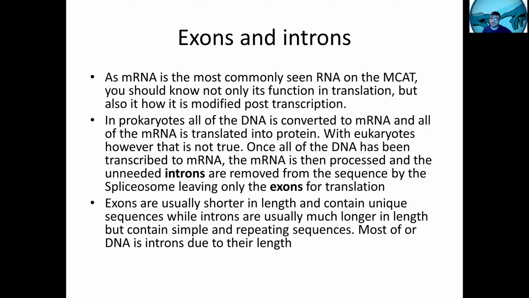As mRNA is the most commonly seen RNA on the MCAT, you should know not only its function in translation, but also how it's modified post-transcription. In prokaryotes, all of the DNA is converted to mRNA, and all of the mRNA is translated into protein. Very simple. Eukaryotes, it's not true, it's a little more complicated. Once all of the DNA has been transcribed to mRNA, the mRNA is then processed, and the unneeded introns are removed from the sequence by the spliceosome, which is another machine, leaving only the exons for translation.